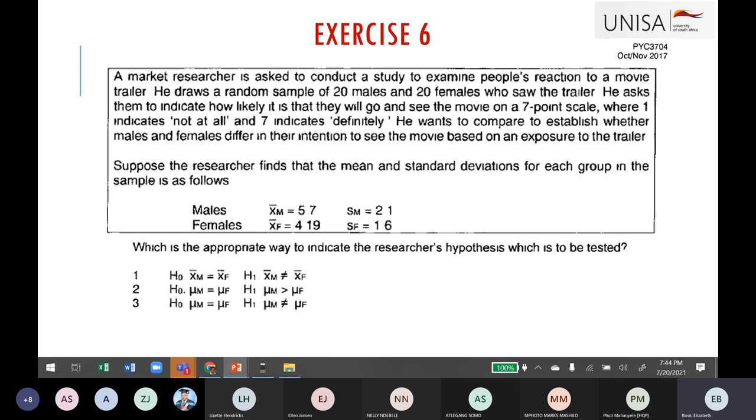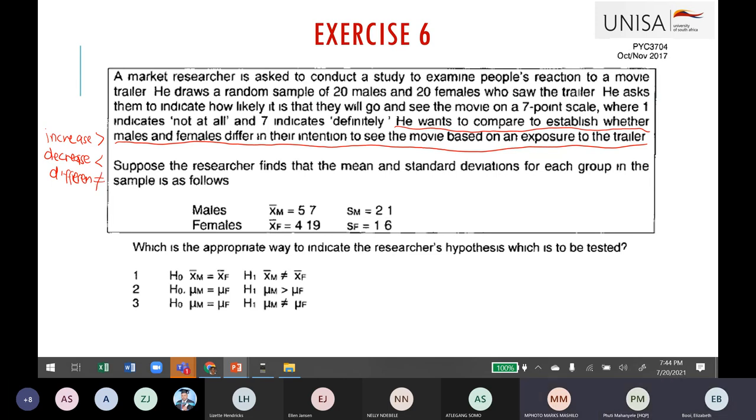Remember the keywords: decrease, increase, change, difference. This is your key statement. If there is anything that involves increase, decrease, or just a difference, you will know. Remember that. Increase will be greater than, decrease will be less than, and just a difference or a change will be not equal.